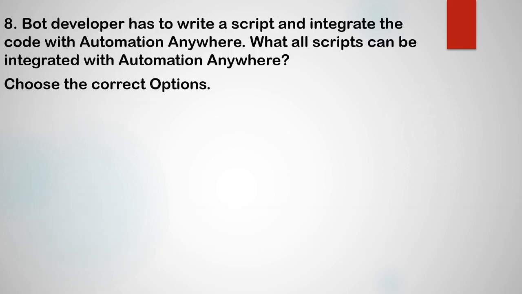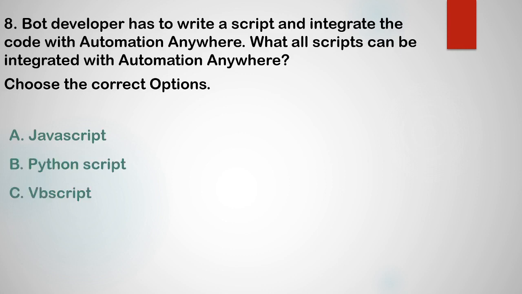Now moving to the next question. A bot developer has to write a script and integrate the code with Automation Anywhere. What scripts can be integrated with Automation Anywhere? Choose the correct options. The options are JavaScript, Python script and VB script. In these options, more than one option could be correct, and in this case, all of these options are correct. We can integrate JavaScript, Python script and VB script. All these scripts can be integrated with Automation Anywhere.